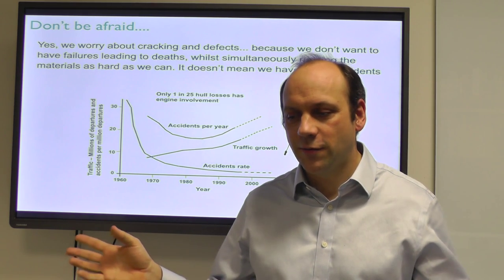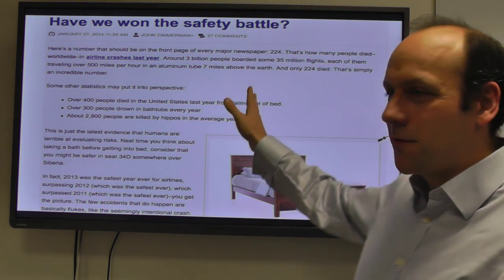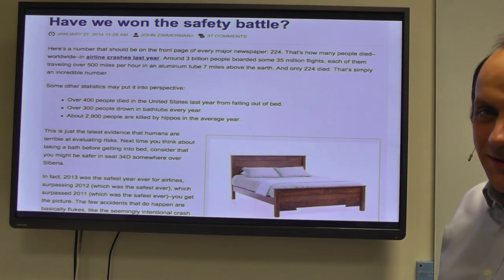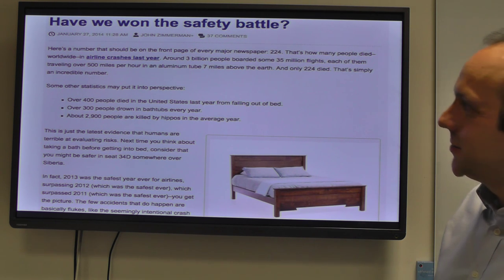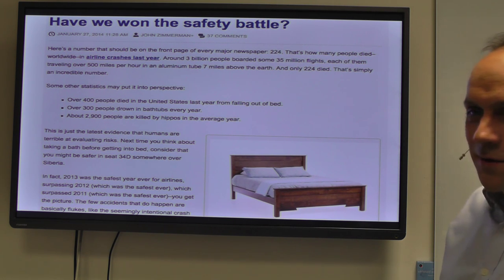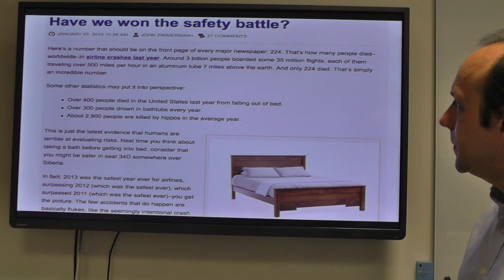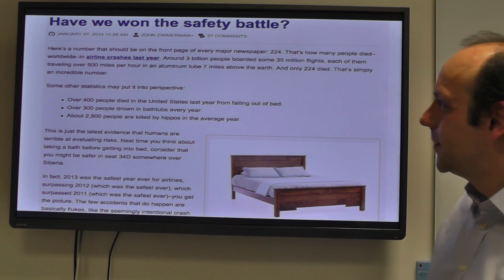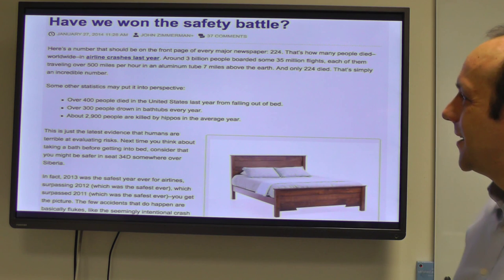If you take a purely autistic approach, then you would say this. This is from January 2014, before the Malaysian Airlines aircraft that disappeared and the one that was probably shot down over Ukraine. But in 2013, then 224 people died in airline crashes in total. That is something like 3 billion people boarded 35 million flights, and only 224 died. That is 400 people died in the US in 2013 falling out of bed. That's the statistic there.